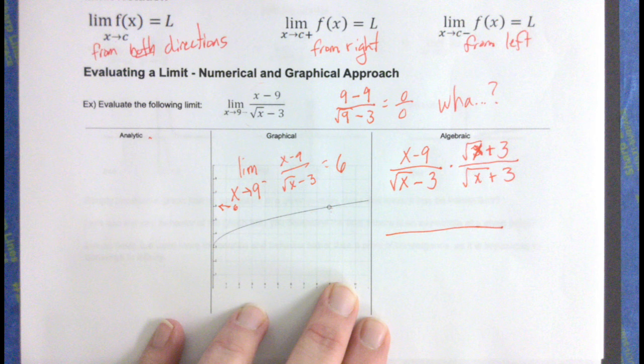You guys, when you do that, you will have a hole in the graph, which makes sense with our graph sitting right here. There is a hole at x equals 9. But the limit, because of our algebraic manipulation, would be equal to 6.